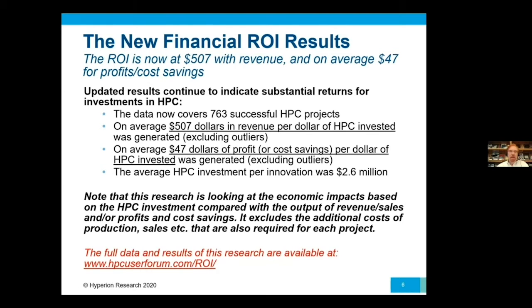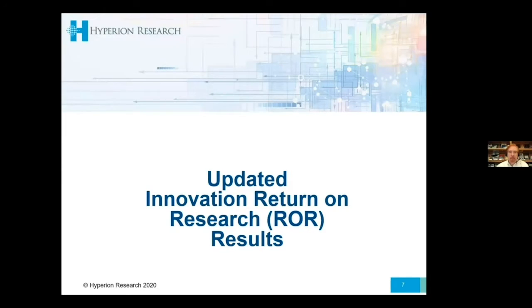In addition to that, the average HPC investment per innovation was around $2.6 million. Now, that's not saying that if you have $2.6 million, you can create an innovation. It's saying that's how much was required across the sample. And keep in mind, another nice thing about this whole data structure is these are 763 stories or case studies in the successful use of HPC.